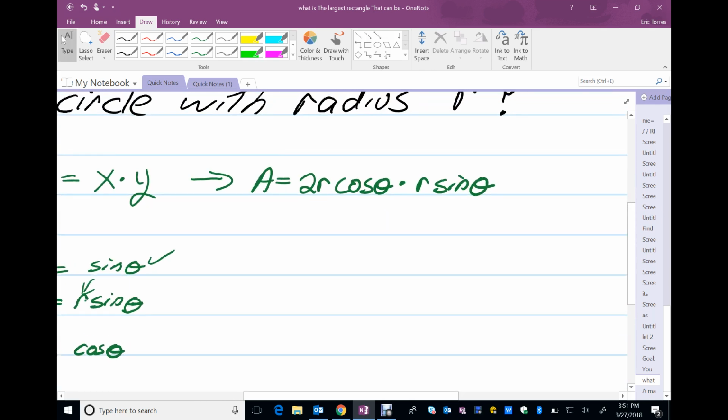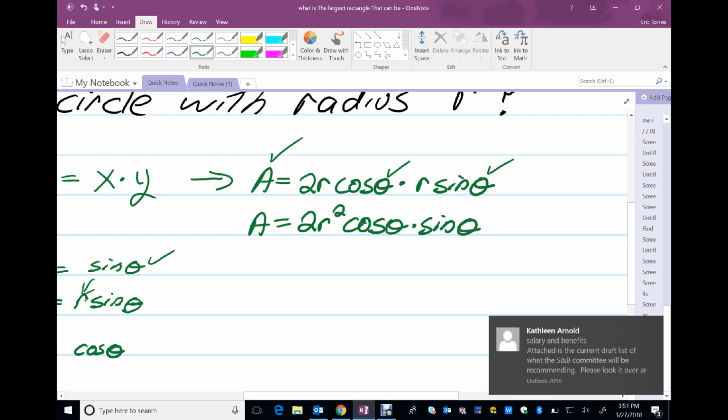I only have two variables. Theta is one variable, and my area is the other variable, because r is the size of the circle, and that's fixed. We don't know its size, but it doesn't matter. It's not part of what can change. Only thing that can change is the rectangle we put inside the circle. So I'm going to clean this up just a little bit. Area equals 2r squared cosine of theta times sine of theta.